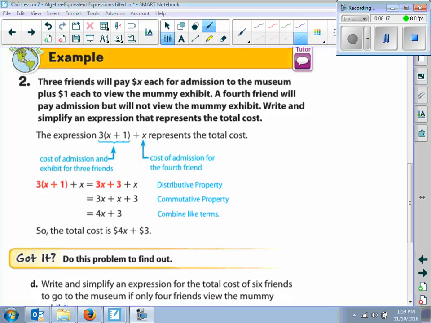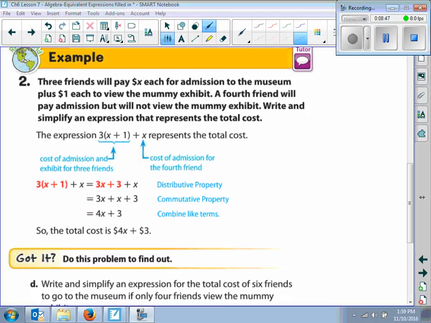So here, we know for one person to go to the museum and see the mummy, what are they going to pay? $1 and X dollars for admission, right? So for one person, that's going to be X plus 1. How many are going and seeing the mummy? 3. So that's where we're going to get the 3 times the quantity X plus 1, right?